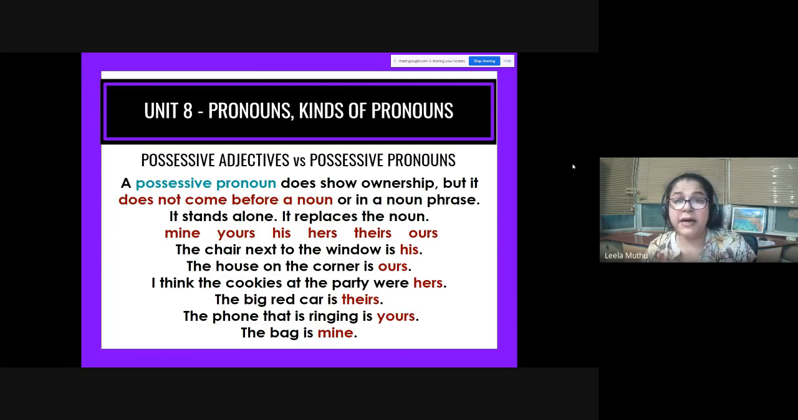The big red car is theirs. Can you see those three boys there? This red car is theirs. You immediately know that the car belongs to them. Okay. The phone that is ringing is yours. It's some noise of a phone. I think it's yours. Then you immediately check and say, oh yeah, that's my phone which is ringing. It immediately shows you whom the phone belongs to. The bag is mine. As soon as I say that, you know for sure that the bag is mine.